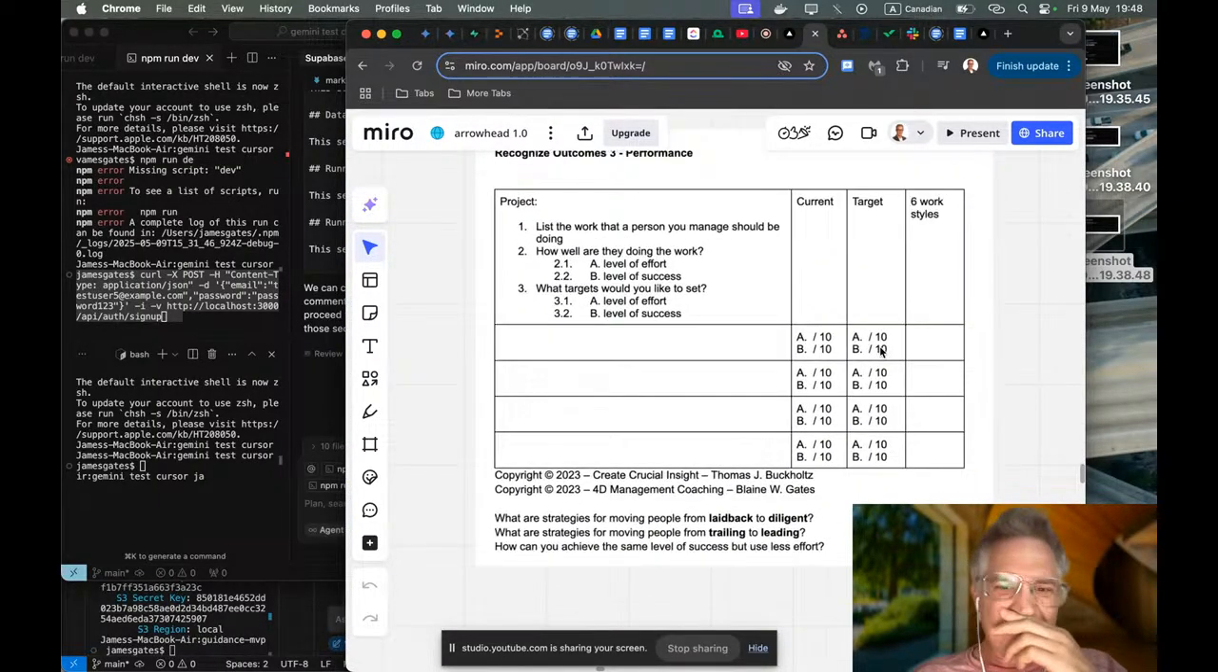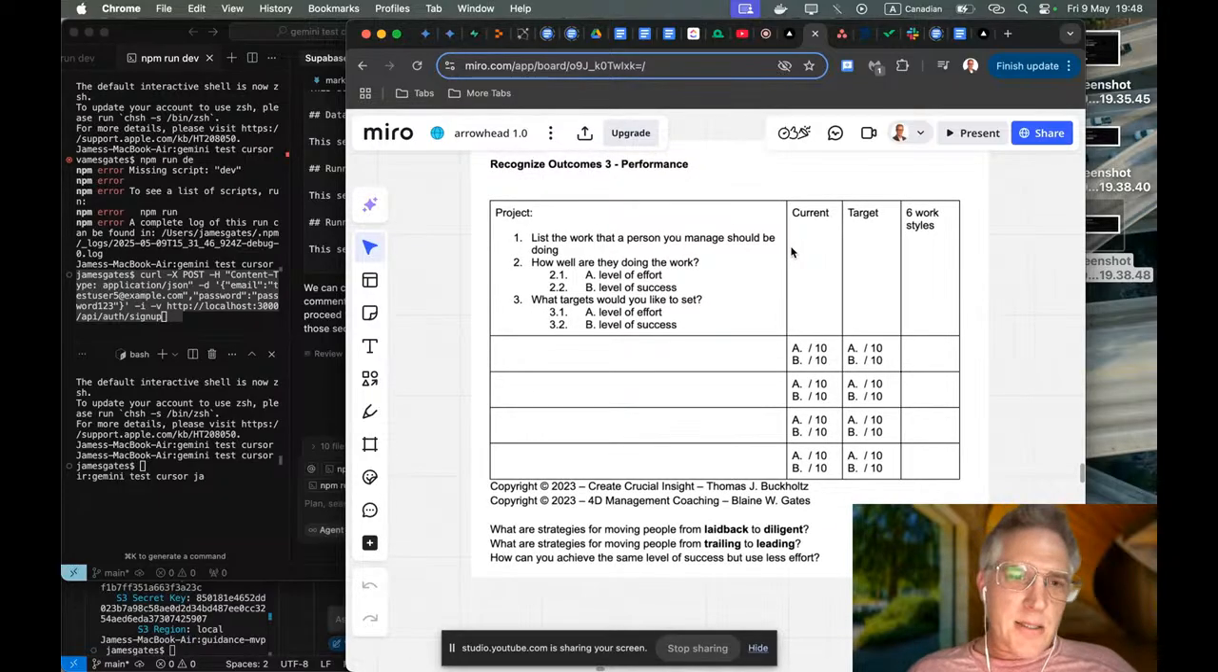performance evaluation? So if we look at the two ideas in Tom's book, it's called state drive and state styles. State drive talks about how well they are doing the work: the level of effort and the level of success. Then state styles talks about the six work styles. We can identify the specific type of work. These questions are only talking about the current and the target. So we have the current level of effort, current level of success, then the target level of effort and the target level of success.